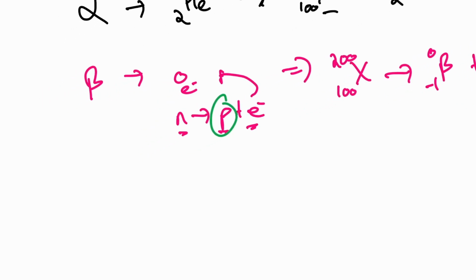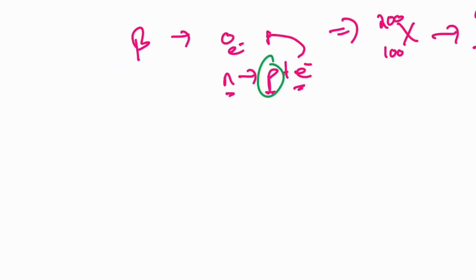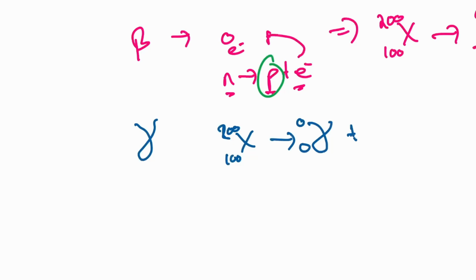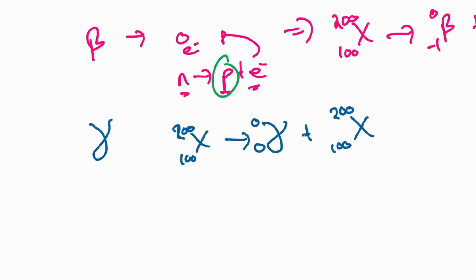Okay, excellent. And the last one you need to know about is gamma rays. Gamma rays we can represent like that. This is just an electromagnetic wave. It doesn't actually affect the proton number or the atomic number. So we can do the same thing, 200, 100, and you release a gamma ray with 0 for the atomic number, 0 for the atomic mass, and as a result the thing that's left over would still be element X, 200, 100, just like that. But all of these are examples of radioactive decay.